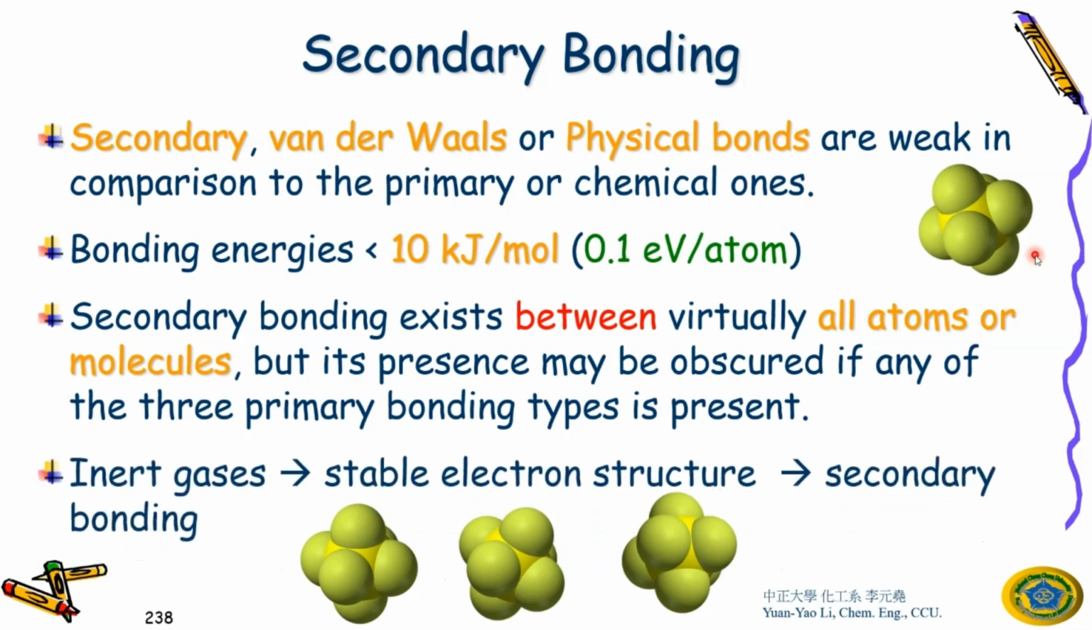Now let's take a look at the inert gases, with stable electron structures. You can observe the secondary bond very well because between inert gas atoms there are no primary bonds, since they reach s2p6 stability, right? So you can observe secondary bonds well using inert gases.